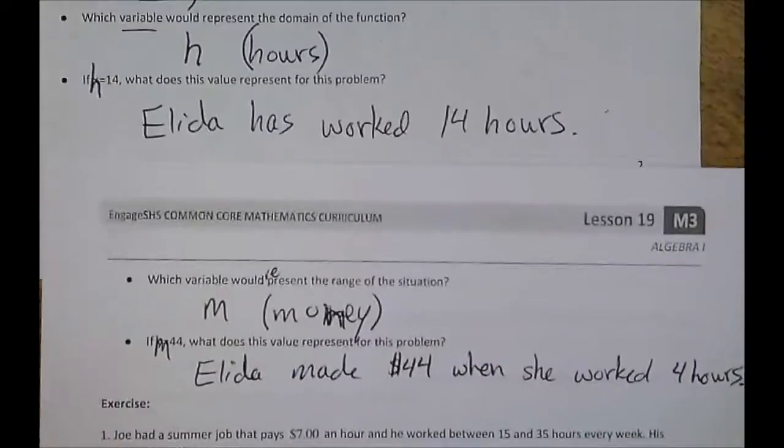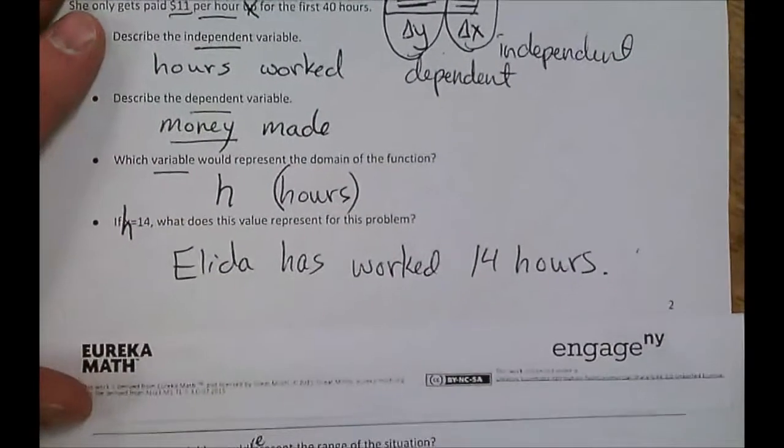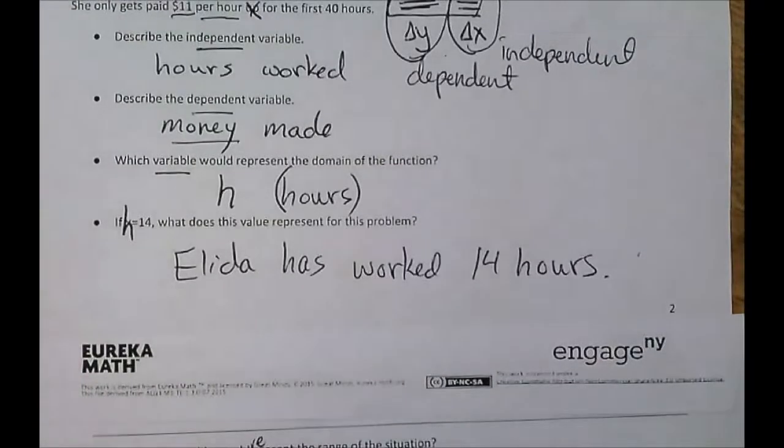Okay, so let's see if I can get all this on one page. We have hours worked. That's the independent variable. We have money made. That's the dependent variable. We have h for hours. We have what 14 represents. We have what 44 represents. And we also can describe the variables.